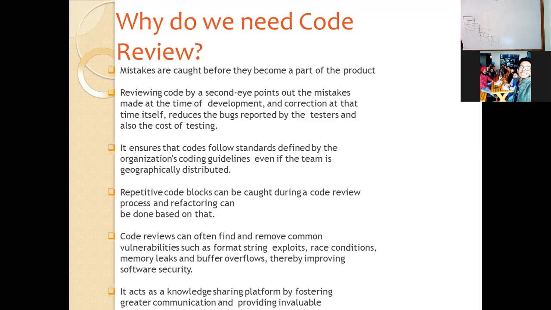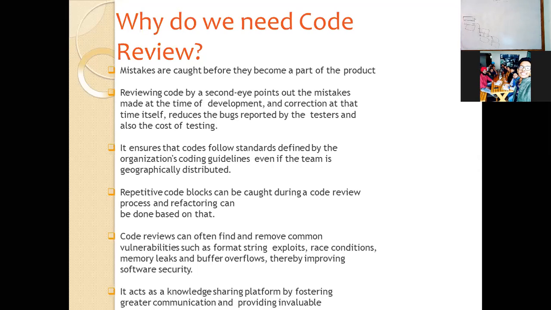Code reviews can often find and remove common vulnerabilities such as format string exploits, race conditions, memory leaks and buffer overflows, thereby improving software security. If you are reviewing the code, you can easily find the things that may be vulnerable for security or any other reason, like format string exploits, race conditions, memory leak operations or buffer overflow. While reviewing code as a reviewer, you can easily find these things.